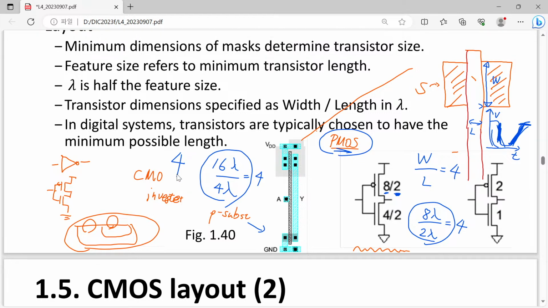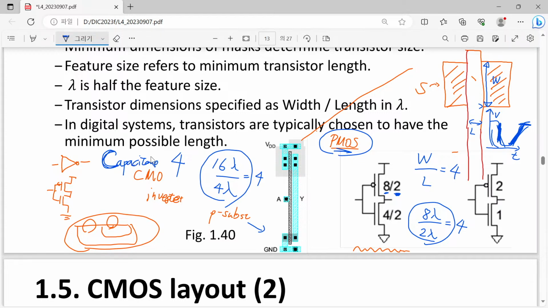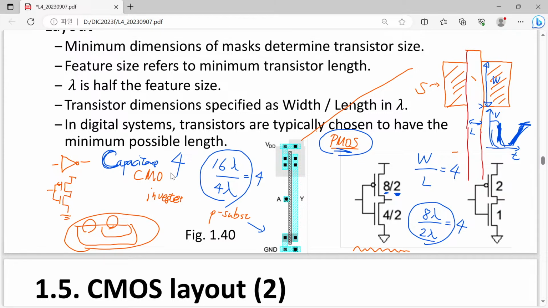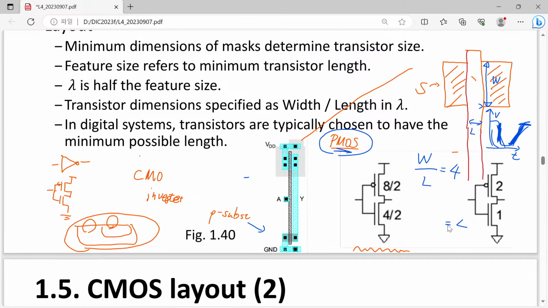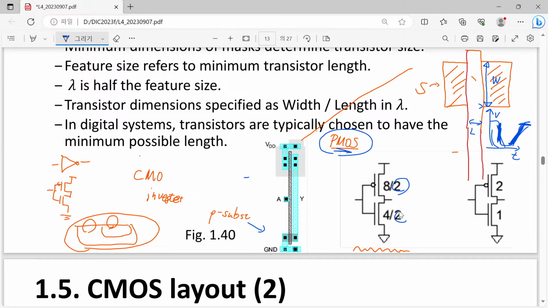Okay. Then if you have a 4 times wider device, then unfortunately you also have increased capacitance. So in order to charge and discharge this larger capacitance, you need more time. So also from the power consumption point of view, it's not good. So usually we want to have the shortest length. If every device has the minimum length, then the only difference is simply given by this width.